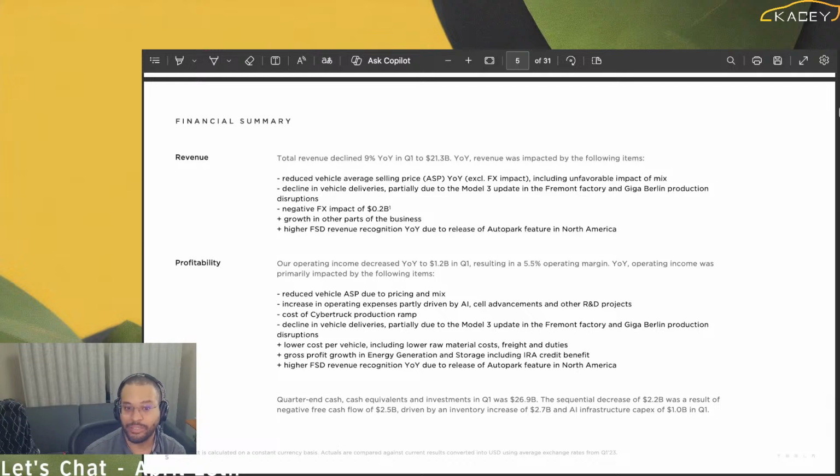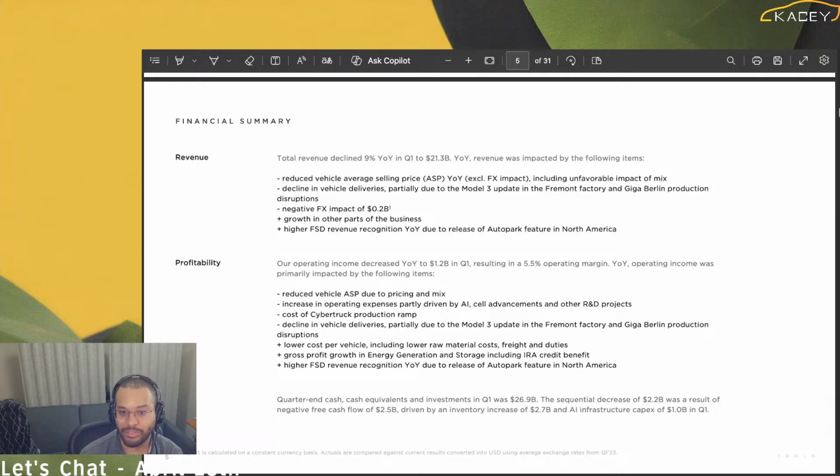They had growth in other parts of the business and higher FSD revenue recognition year over year due to the release of the Autopark feature in North America. So that's not sales; it's just recognized revenue on their resales of FSD. They had a reduced average selling price due to the pricing adjustments and the mix. Increased operating expenses, partly driven by AI, cell advancements, and other R&D projects. So they're investing back in the company. And the cost of the Cybertruck production ramp. Apparently, either that's just showing up or it was higher than they had anticipated.